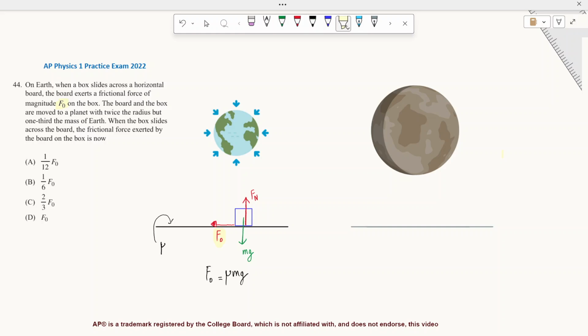Now, this same block is taken from the Earth to another planet whose radius, according to the question, is twice, whereas its mass is one third of the mass of Earth, right? So why are they giving us this information? Because by acquiring this information, you can find out the force of gravity and gravitational field strength.